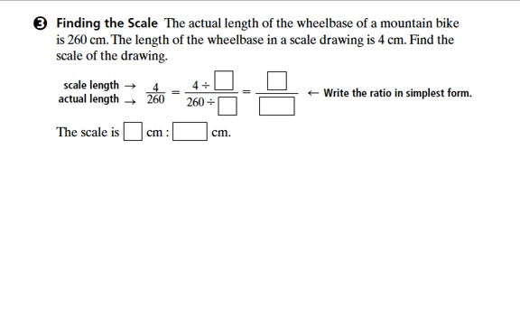For example 3, finding the scale. The actual length of a wheelbase of a mountain bike is 260 centimeters. The length of the wheelbase in a scale drawing is 4 centimeters. Find the scale of the drawing.